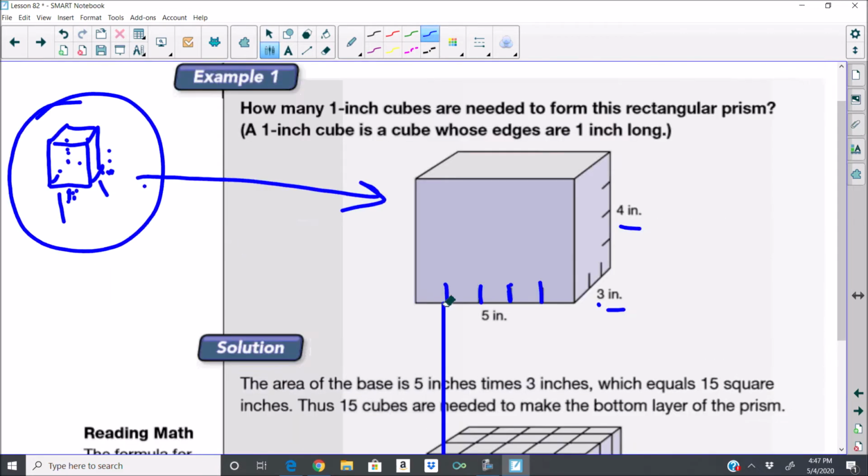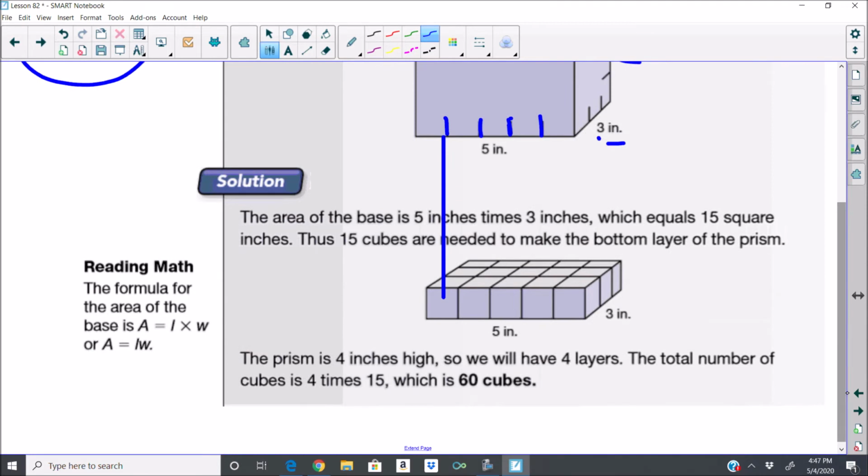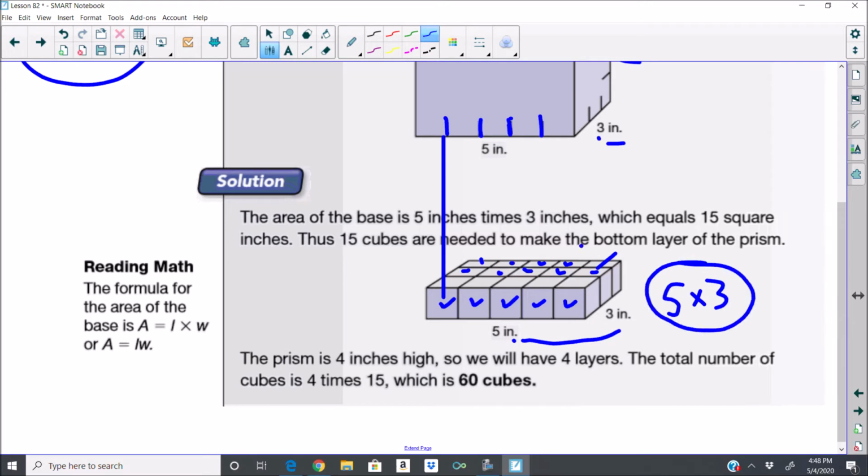So you can see I have 1, 2, 3, 4, 5 boxes here. Then I have 6, 7, 8, 9, 10, 11, 12, 13, 14, 15. So 15 of those little boxes. Well, look at this. That is 5 times 3. That's what we've done to find area before, right? Now we're just adding in that 3D element for us. So we have 15 for this whole shape right here, 15 cubes.